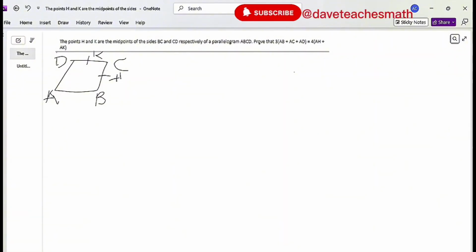Now we have to prove that 3 times AB plus AC plus AD is equal to 4 times AH plus AK. Basically, when we have an equation that we should prove, what we are looking out for is that the left hand side must be equal or equivalent to the right hand side. If we can prove this, then it means that our equation is true and we've been able to establish a point.